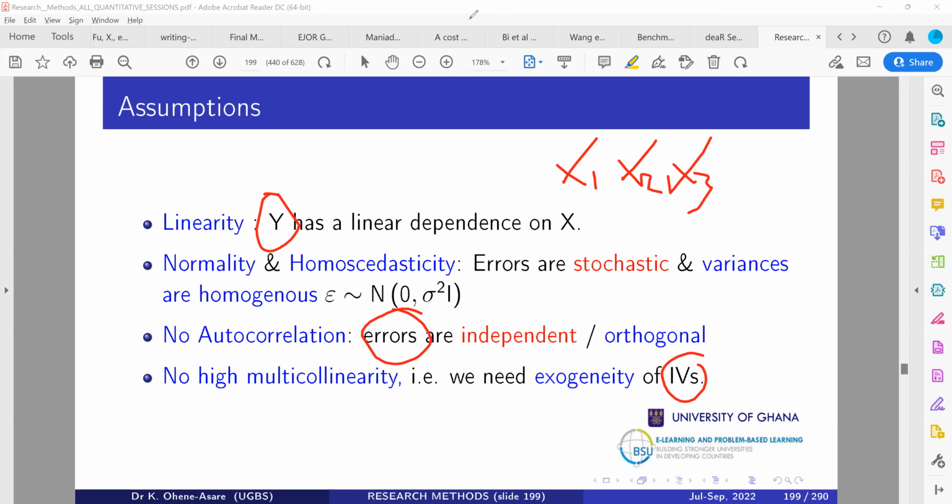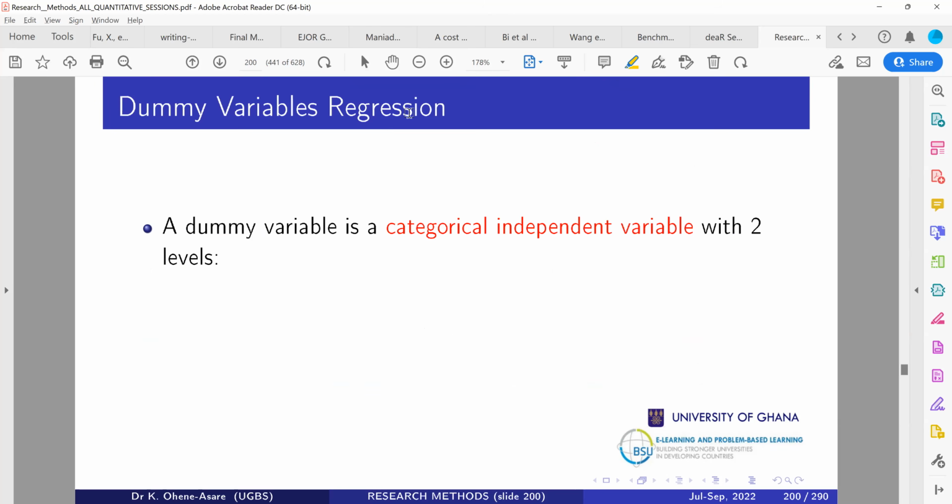Okay, so these are the assumptions of regression, and you got to know them. You got to know them by heart and understand them. Okay. I'll ask you 3 questions on this. Now, if there is no question, let's get to dummy variables.